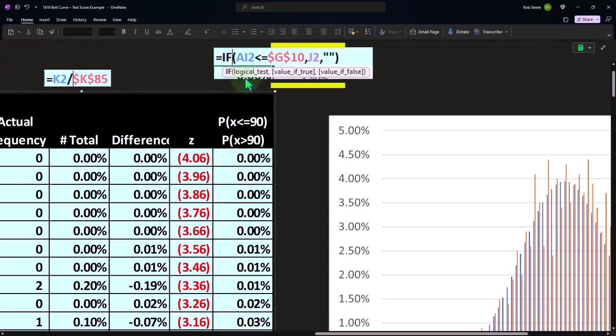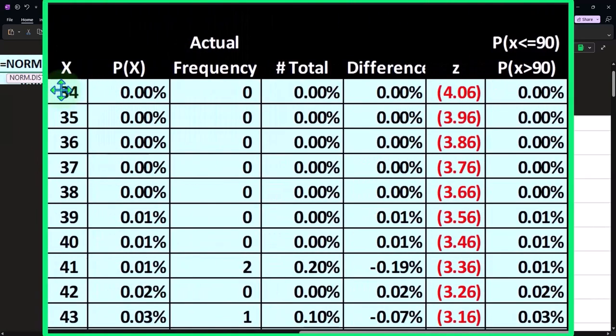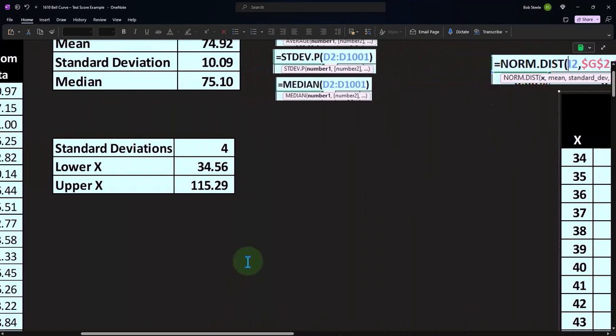We're doing this with an IF logical test. So if we're saying that this x here is less than or equal to 90, x is greater than or equal to 90. So we're taking this x and we're saying if it is less than or equal to, I believe the 90 is what we're picking up in our formula over here.